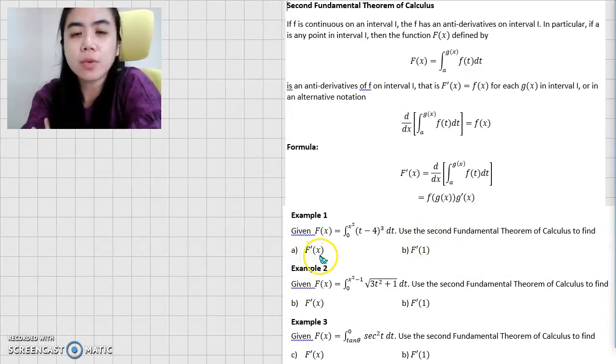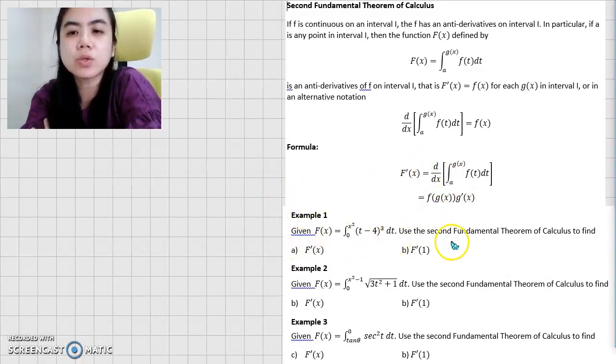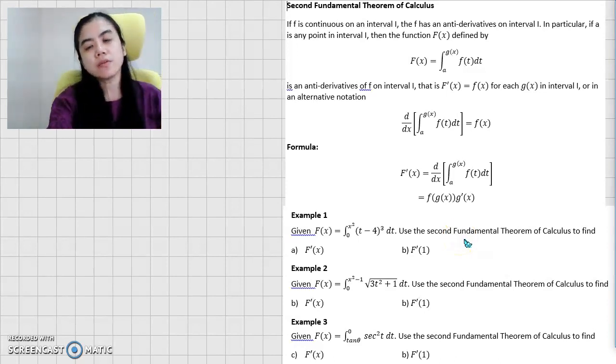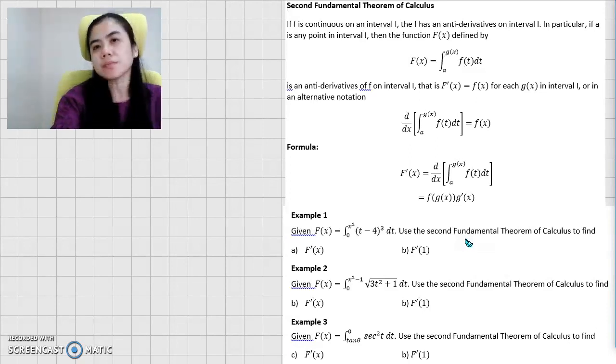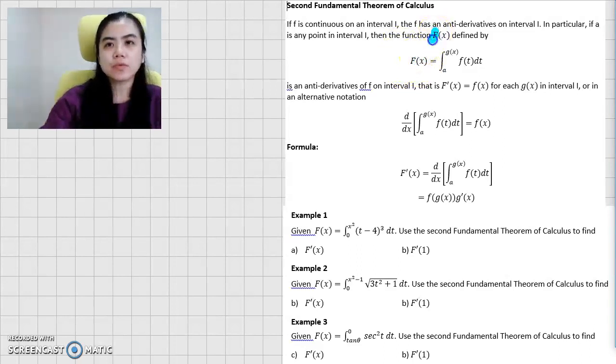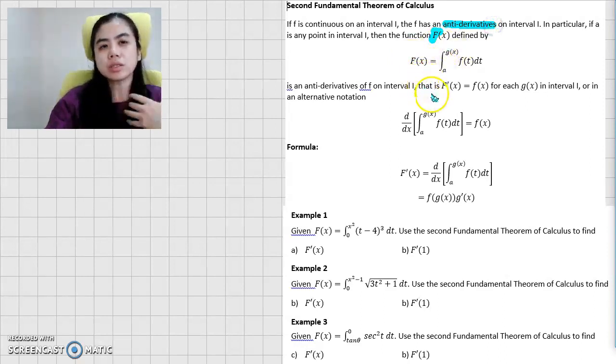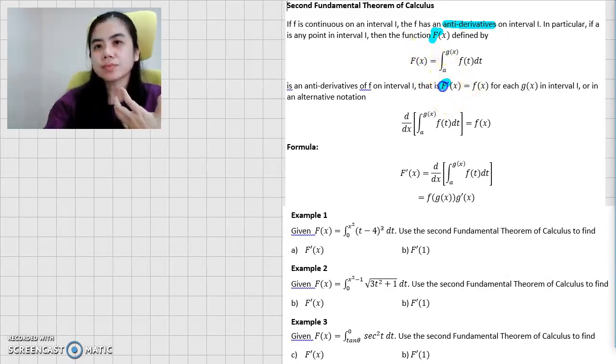They ask you to find the F prime. So if you find this kind of problem, what you have to do is use the second fundamental theorem of calculus. So what is the second fundamental theorem of calculus? In the second fundamental theorem of calculus, you've been given a function capital F. That capital F refers to the antiderivative, and the antiderivative is in terms of integration.